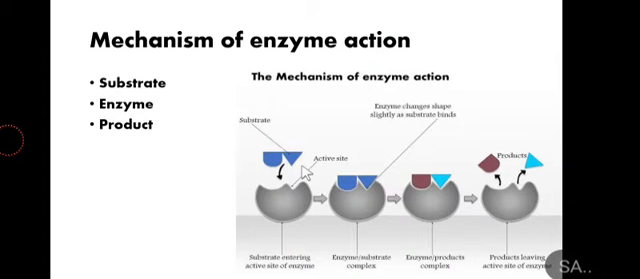Now we'll see the mechanism of enzyme action. A little bit we have discussed in the previous video, but here I will discuss it in detail. For the enzyme to produce its action, there must be a substrate and an enzyme which react together, and then they form the product. And here the enzyme is, by the way, acting as a biocatalyst, that is, speeding up the chemical reaction.